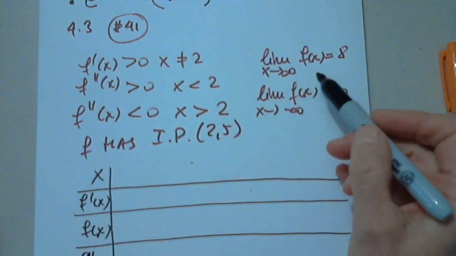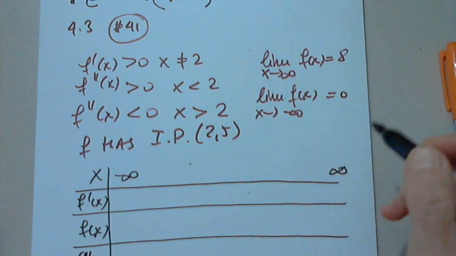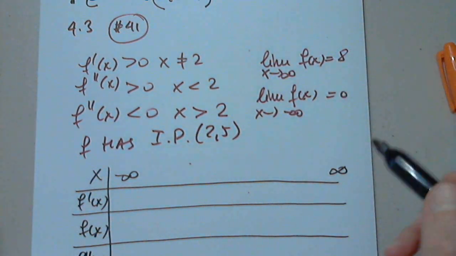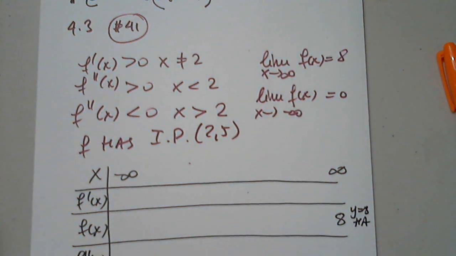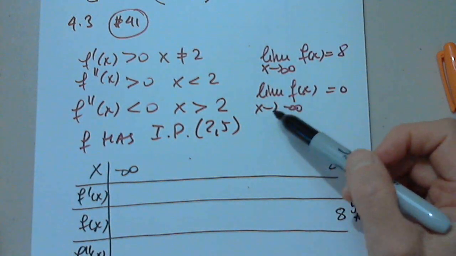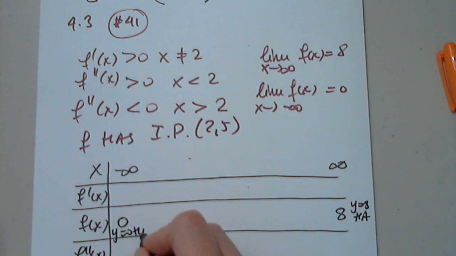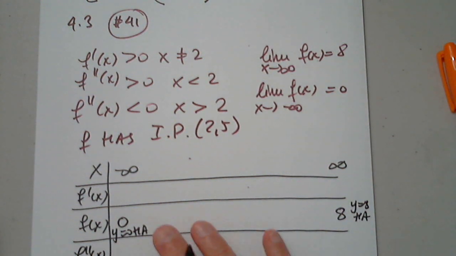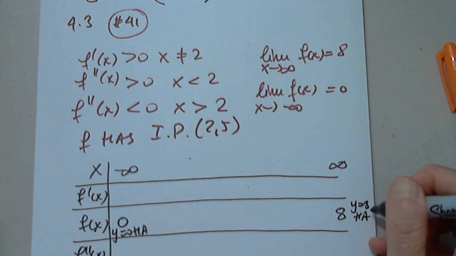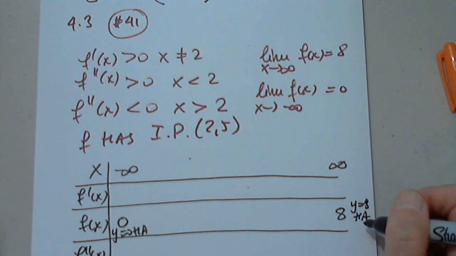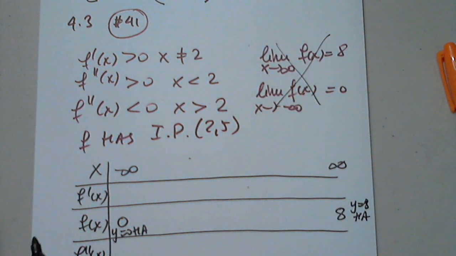So I can start with these. These are the easiest. As x approaches infinity, f of x is 8. So this definitely is a horizontal asymptote. The limit of f of x as x approaches negative infinity is 0, which means y equals 0 is a horizontal asymptote. Notice that this function has two different horizontal asymptotes, one at positive infinity and a different one at negative infinity. You don't have to cross out anything. I just want to make a point.